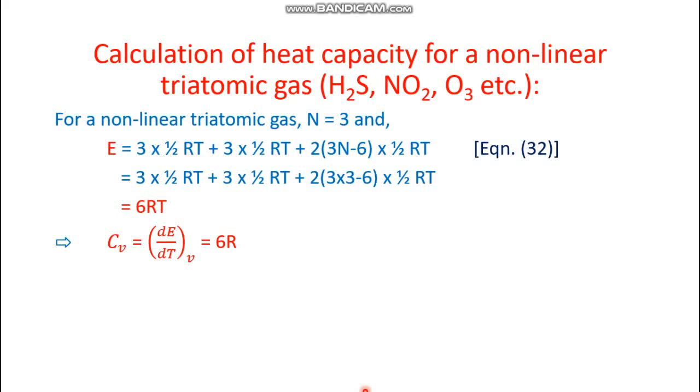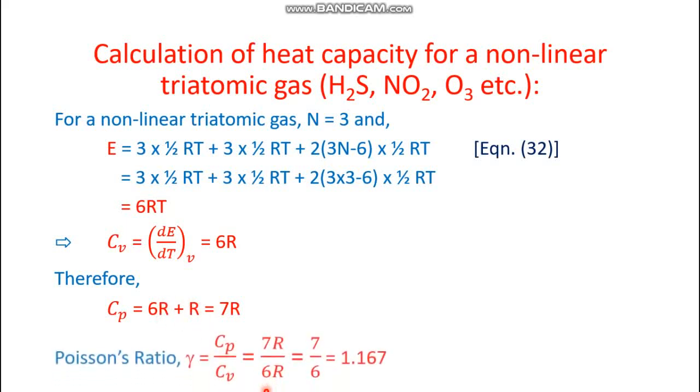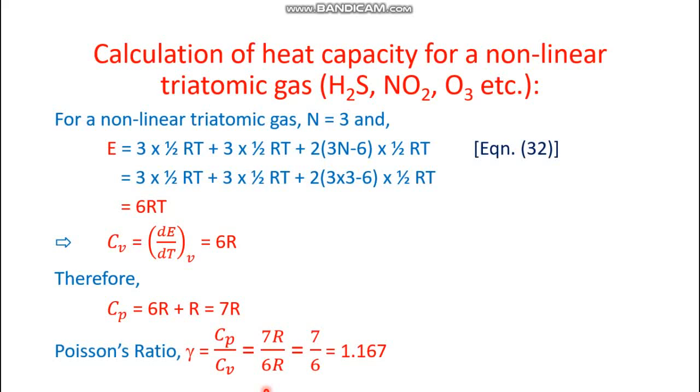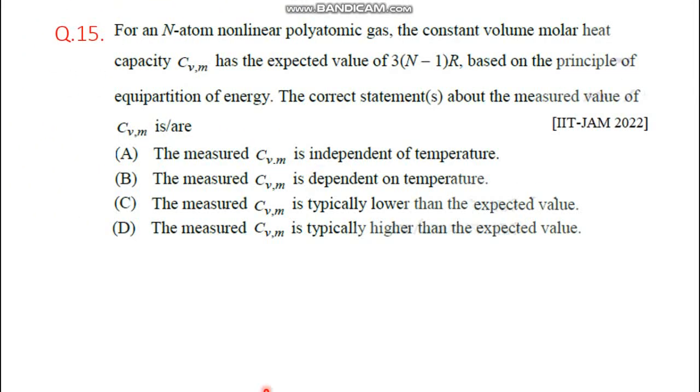Therefore Cv equals 6R, because the differentiation would make this T expression vanish here. So if Cv equals 6R, then Cp must be 7R, because of this rule as we have obtained. Just add one R. Therefore the Poisson ratio should be 7 by 6, and it is 1.167. So that's all about this theory of equipartition of energy. Now let's discuss some questions here.